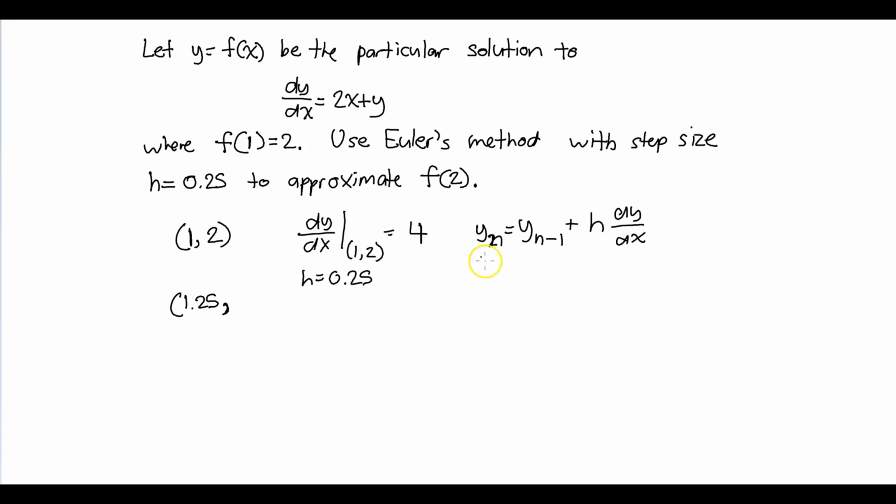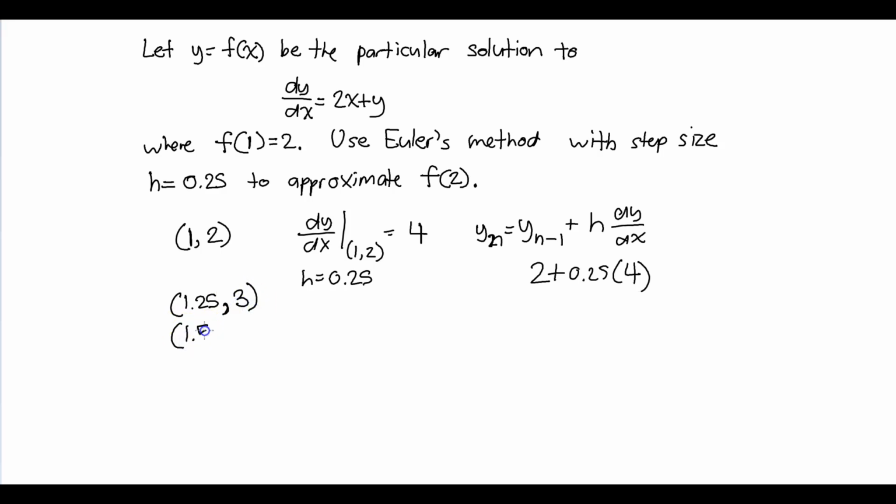y_n equals y_{n-1} plus our step size times this derivative. Okay, so y2 equals 2 plus 0.25 times 4. Okay, and 0.25 times 4 is 1. Okay, so we have 2 plus 1 is 3.